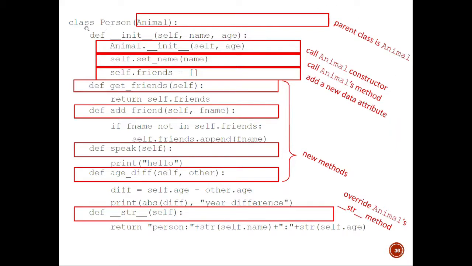So for example, here we define a subclass person belonging to the parent class animal. We define its own initialize method, where we call the initialize of the animal class. And then we use the set name method also from the animal class. And we also define an additional attribute, which is friends. Then we add new methods such as the getter method, which is get friends, or we also can define a new method called add friend, which adds to the list. We define the speak method and calculate, for example, the age difference and also the print method.